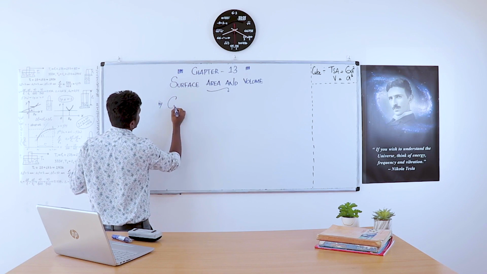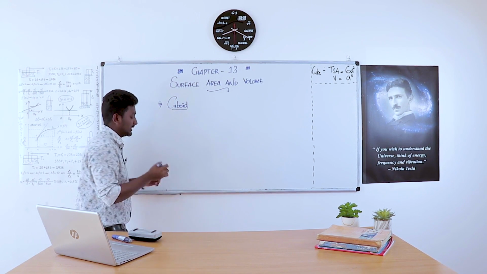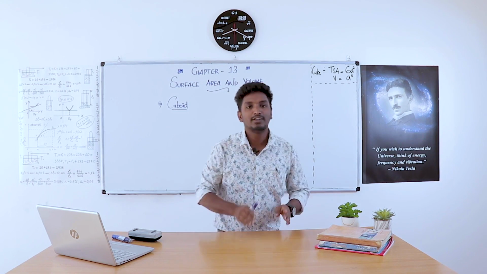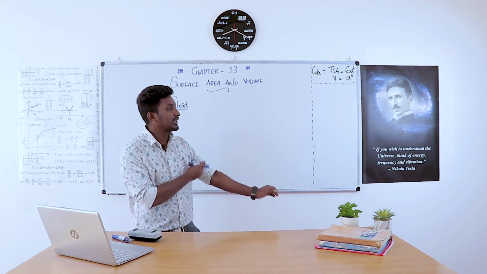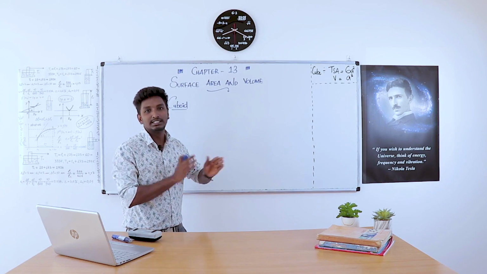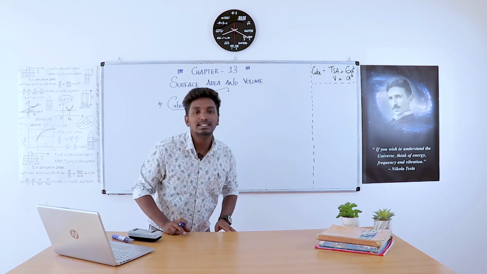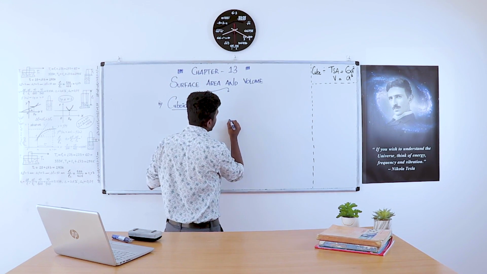Second one is a cuboid. What do you mean by a cuboid? A cuboid is something similar to a cube. The difference is that length, breadth and height are different. For a cube, the length, breadth and height are the same because all the 6 faces are squares. But in a cuboid, all the 6 faces are rectangles.